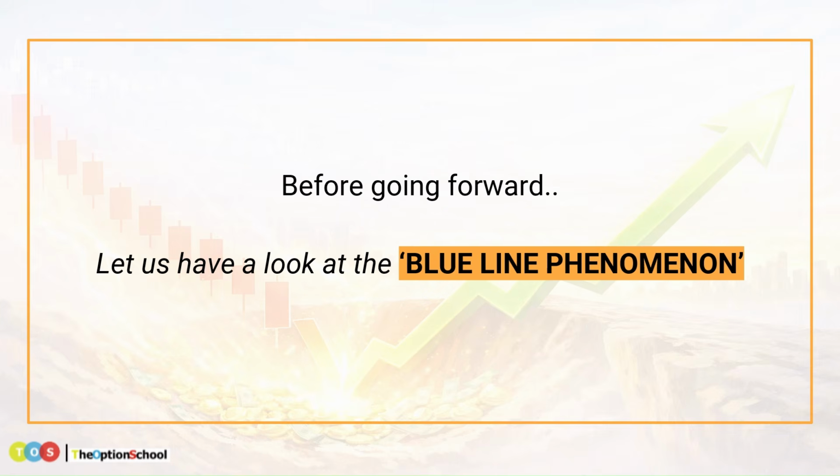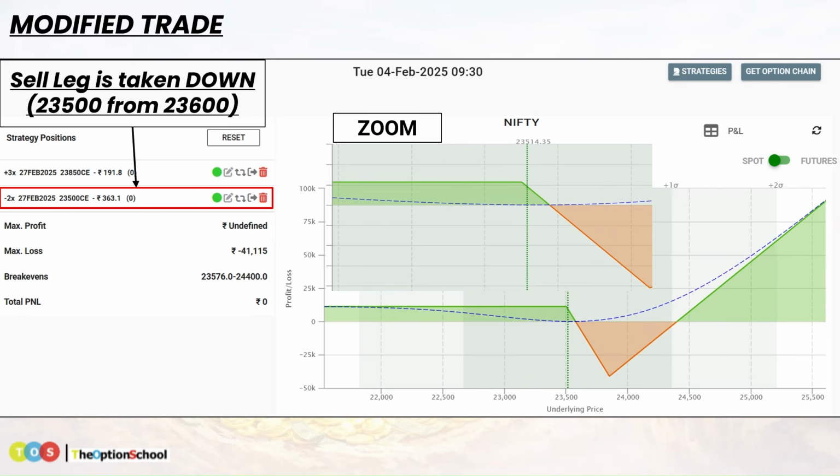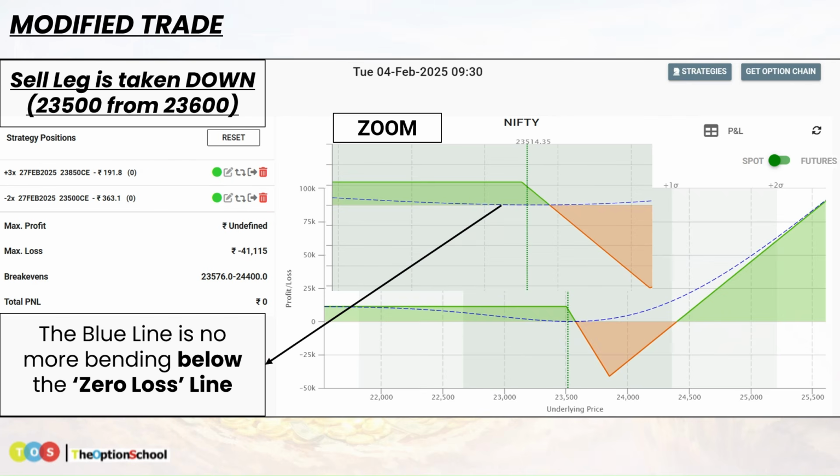Let me take another 30 seconds to explain this blue line phenomenon so that we are very clear about the whole process. If we see carefully in this trade setup, the blue line goes slightly below the horizontal line, as shown in the zoom part of the picture. If the blue line goes below the horizontal line, this is not a desirable situation in this trade. So what we did, we shifted the sold call by 100 points down, means we are taking more premium in the sold call. Please note it very carefully.